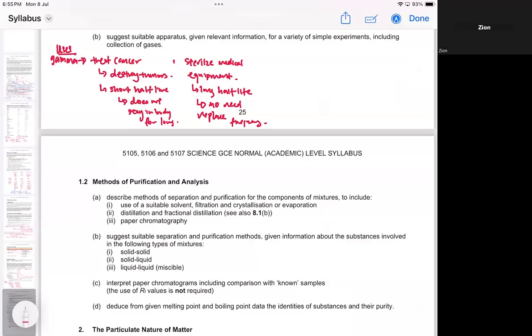Alpha particles, it is because of their ionizing ability. It's very, very strong ionizing ability. This is normally used in smoke detectors.